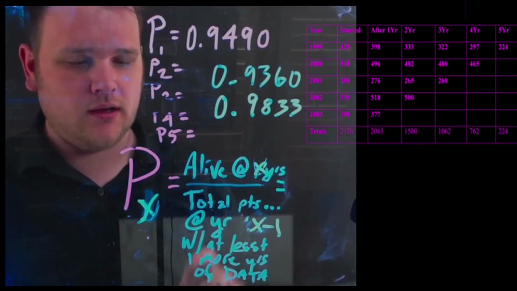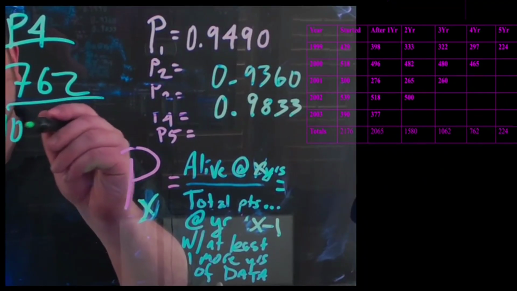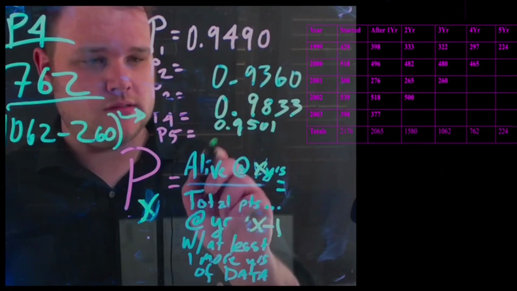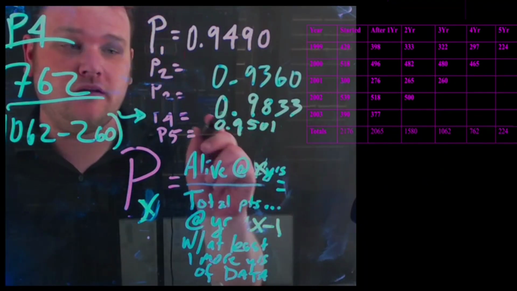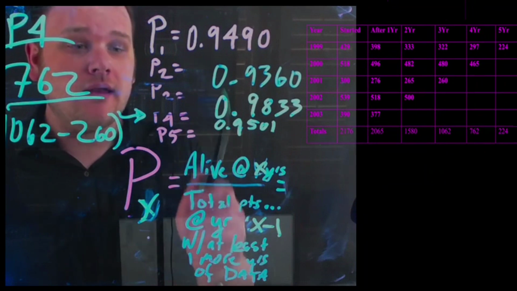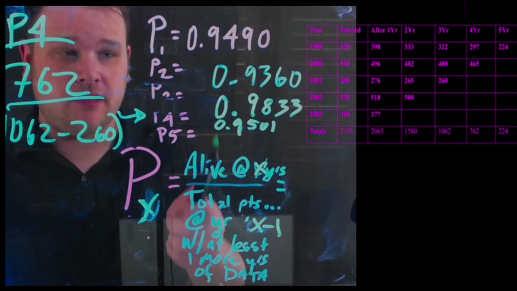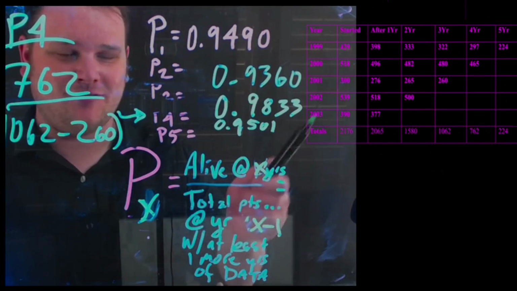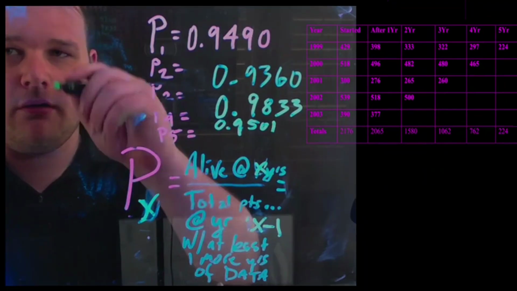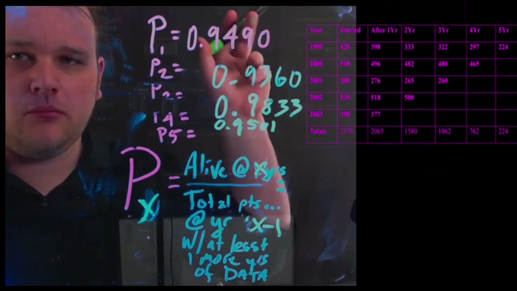Say x minus 1. Before, 762 over 1062 minus 260. And that equals 0.9501 or 95.01%. 95%. What does that mean? 95% of patients who have survived 3 years have a 95% chance of surviving at least an additional year. And our final 5-year probability will be 224. You can see it's the same figure, both on the top and the bottom.